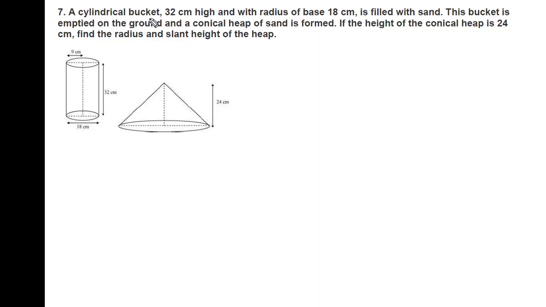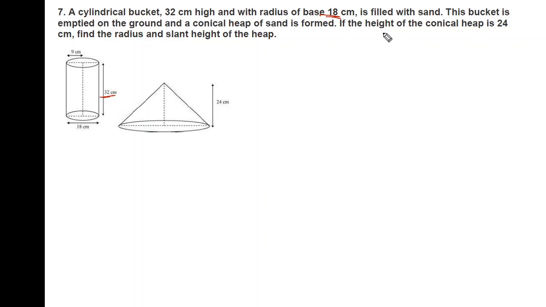A cylindrical bucket 32 centimeter high and with radius of base 18 centimeter. So you can see a cylindrical bucket whose height is given 32 and radius is 18 centimeter, is filled with sand. The bucket is emptied on a ground and a conical heap of sand is formed. So this bucket is emptied here and you can see a conical heap is being formed.